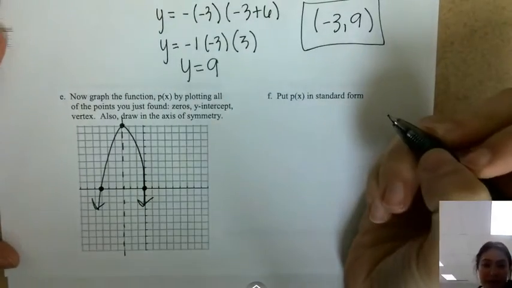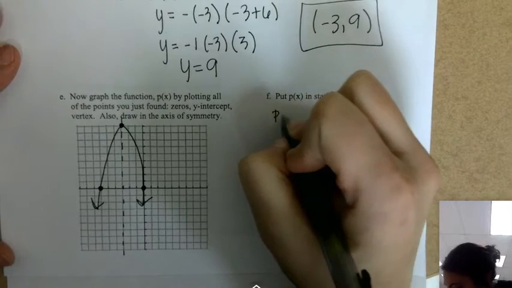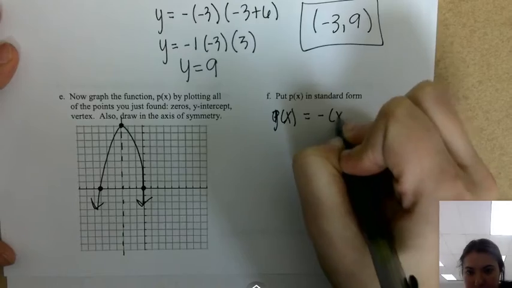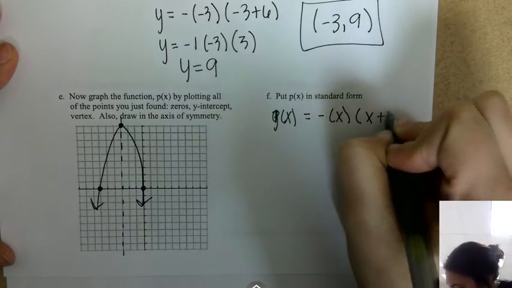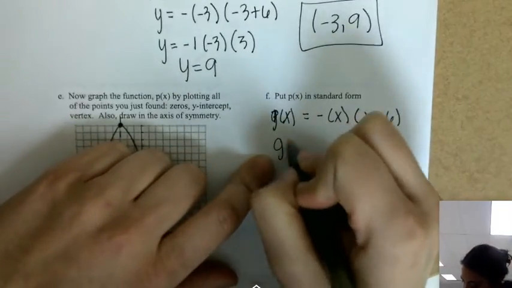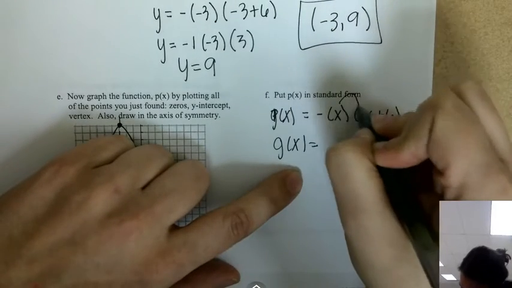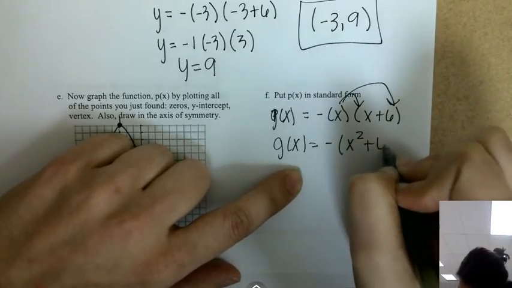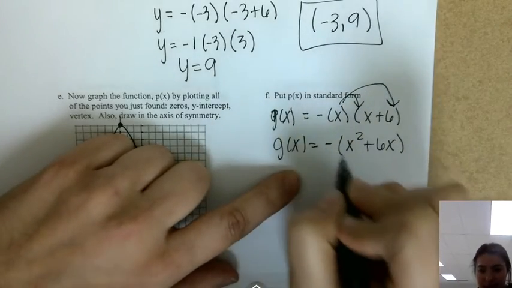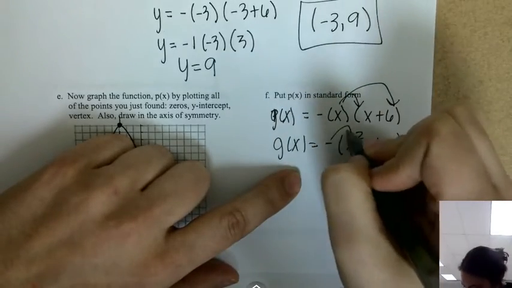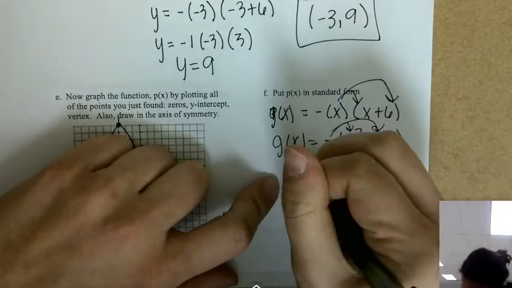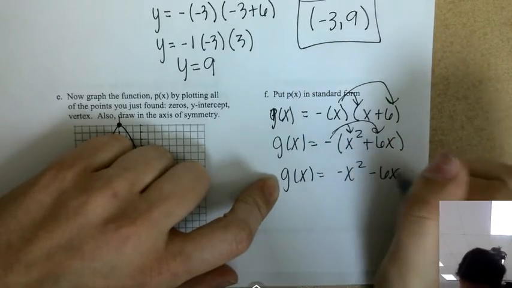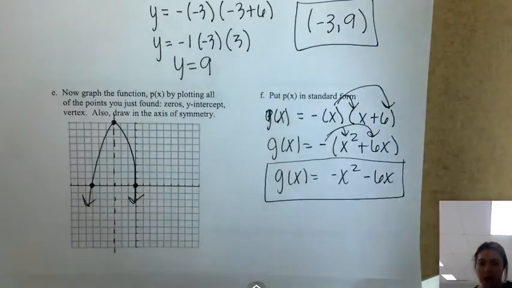So now if we want to put p of x into standard form, we could say, this is really g of x, but that's okay. G of x is equal to negative times x plus 6. So g of x is equal to x times x is x squared. X times 6 is 6x. And now we'll save that negative value for the very end, and we'll distribute a negative to everything on the inside. So g of x is equal to negative x squared minus 6x. And that is our function.